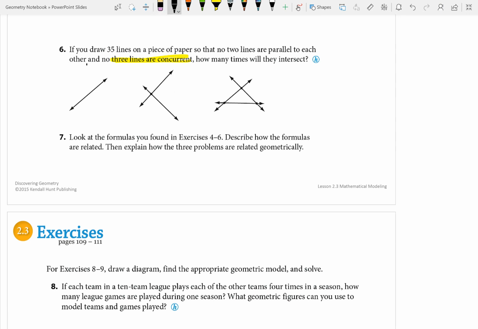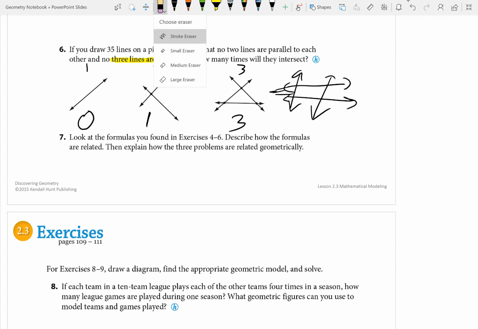Well, this is 1, 2, 3. They never intersect here. They intersect once. They intersect 3 times. And then the 4th time, 4 lines. So no 2 lines are parallel to each other, and they're all going to intersect at least once. And I think actually, yeah, these are going to intersect over here eventually.